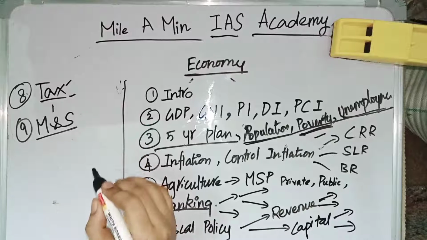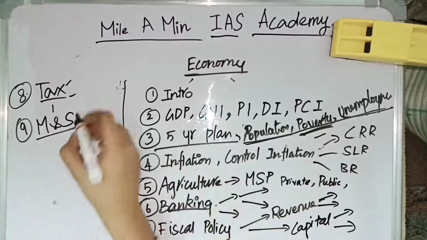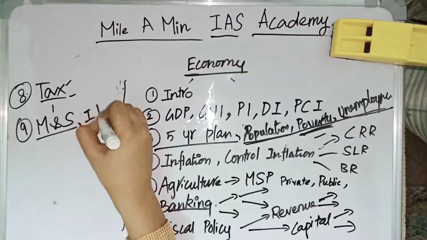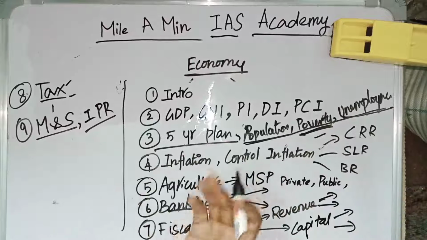And in manufacturing and services, we have the Make in India scheme. Under the Make in India scheme, under each sector we have certain things which are done. So we'll be seeing all those things. And after that we will be seeing IPR. IPR is intellectual property right. Under this only we have patent, copyright, trademark. We'll be seeing all those stuffs.